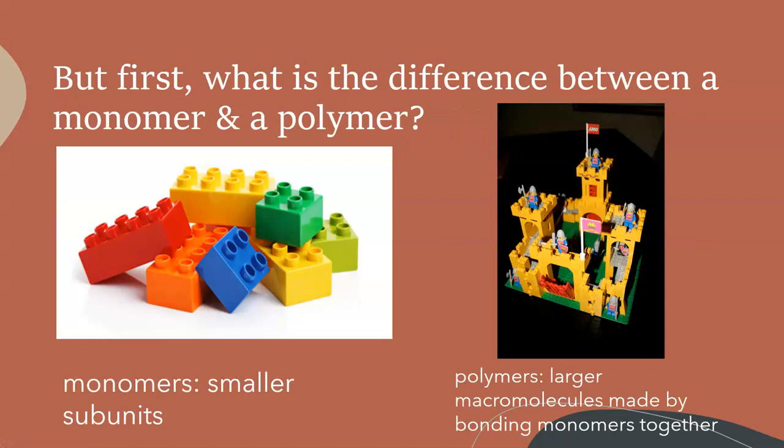First, what is the difference between a monomer and a polymer? Well, this example here is a monomer example. So monomers are essentially the building blocks of larger molecules. The smaller subunits that when you put them together, you form a poly, or many, mer meaning unit. 1 unit, many units. A polymer is a large macromolecule which you get by binding monomers together. So you take these Legos and you build this big Lego castle. You take monomers and you build polymers.